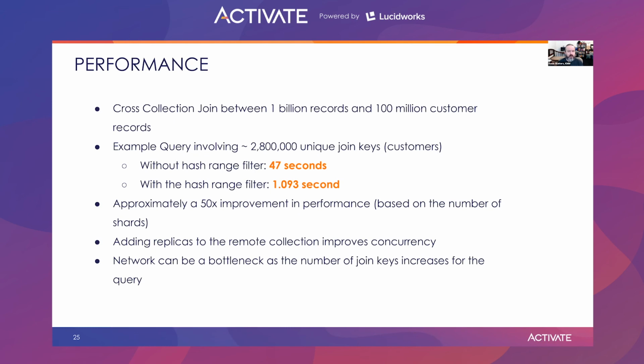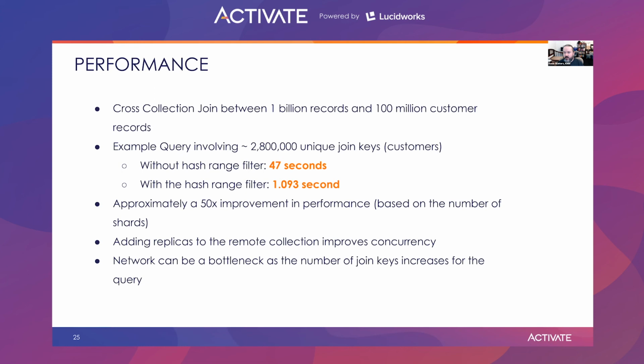So the interesting thing here, in the 1 billion document collection, we had 50 shards. Previously, without the hash range, it means that 50 copies of the join keys would have to go across the network. With the hash range query, only 1 copy of the join keys goes across the network. And as a result, you see nearly a 50x improvement in performance.